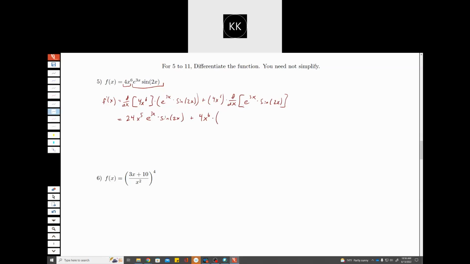Now this derivative is another product rule. So I have the derivative of e to the 3x times sine of 2x left alone, plus e to the 3x left alone times the derivative of sine of 2x. Now when I write out my next line, the stuff here in brown is all done.